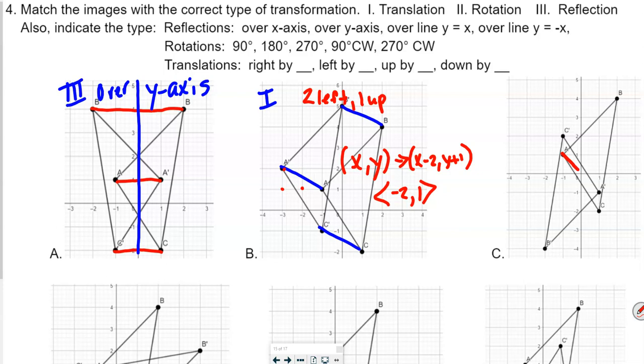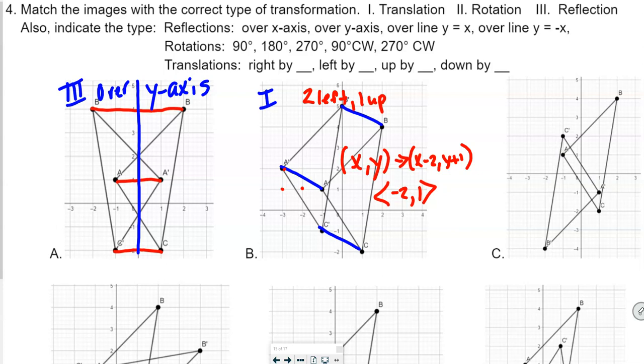And if we do A to A prime like that, and we do B to B prime, what do you notice? What did you notice? Whoops, my line's not very straight, but y'all get it. What's going to happen? They're going to cross, right? Okay, so now let's go back and let's see if we can figure out what kind of rotation this is.